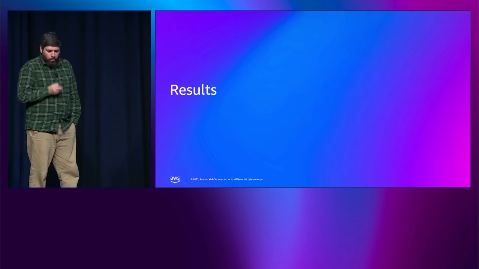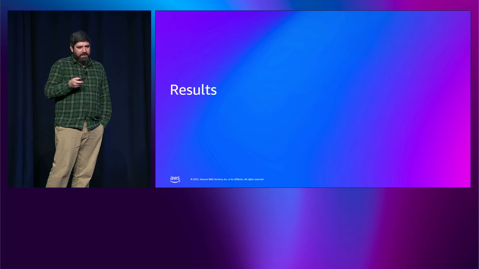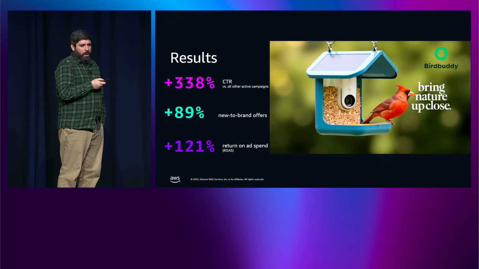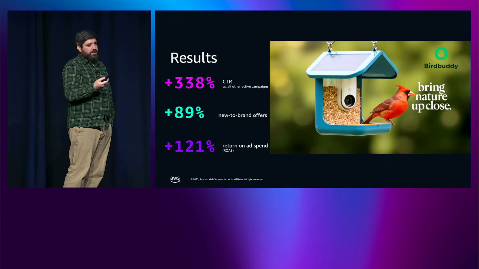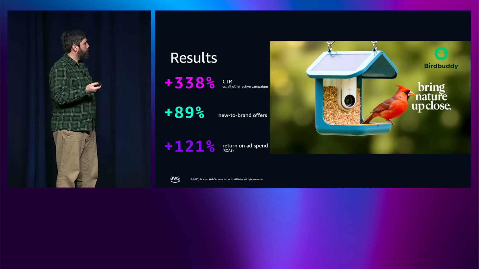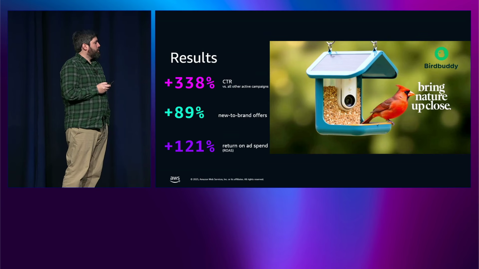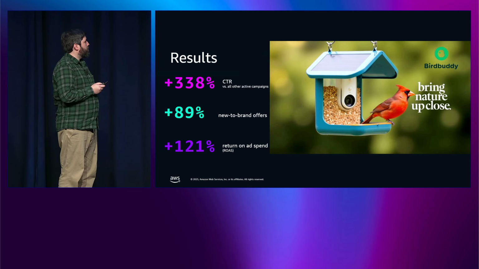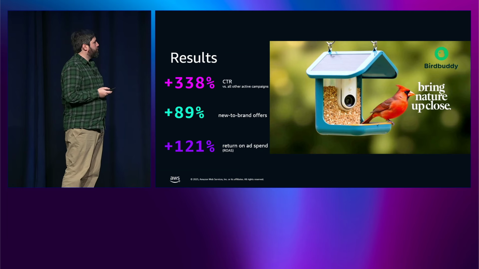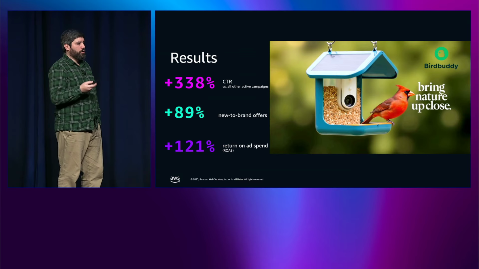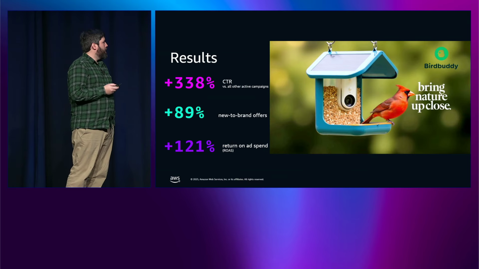Now, so we built this, we scaled it. Does it work? This is one sample of the first results we got from our creative agent. As you can see, this was one of our partners that were using creative agent, and some of the results are shocking. 338% increased CTR versus all other campaigns that were not using Gen AI workflows.